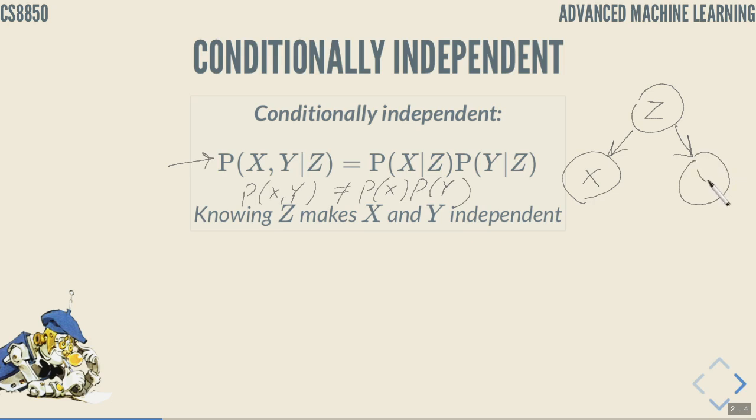Z is a common factor if we draw this graphically, and both x and y depend on z. But if we don't see z and only observe x and y, then they are not independent. There is information in x about y and in y about x, and that information is whatever z is adding into x, or whatever z is adding into y.